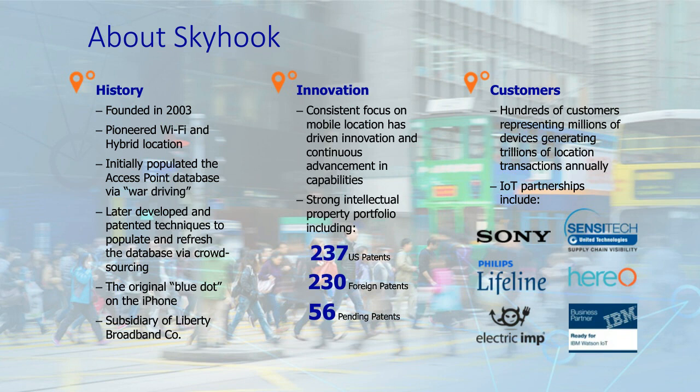So we have hundreds of customers, and like I said, there's a vast amount of traffic going across, servicing all these devices in the field. Some of our IoT partnerships include folks like Sony, Philips Lifeline, to help protect folks who may have fallen down or wandered away. There's Electric Imp. We also work with IBM as a partner with their Watson IoT. And also folks like Sensitech and supply chain. So it spans everything from smartphones. In fact, we were on the original iPhone before it had GPS and continued to work with Apple for a number of years.